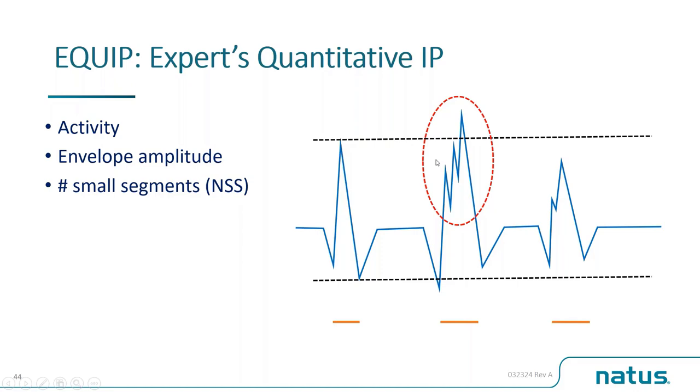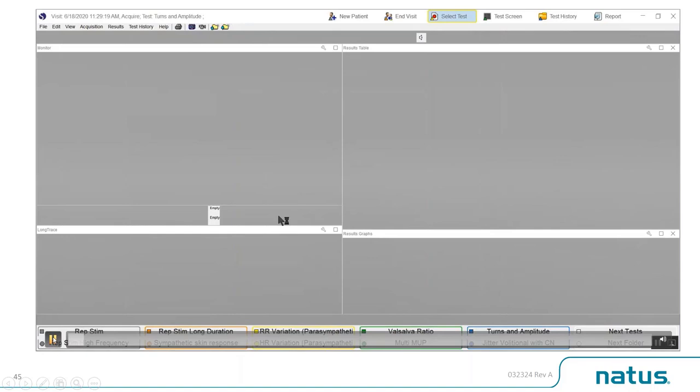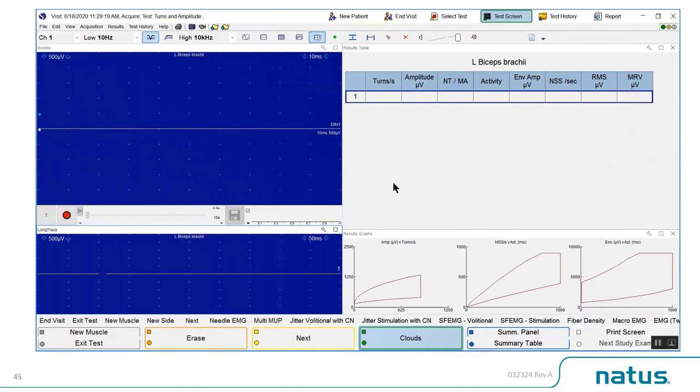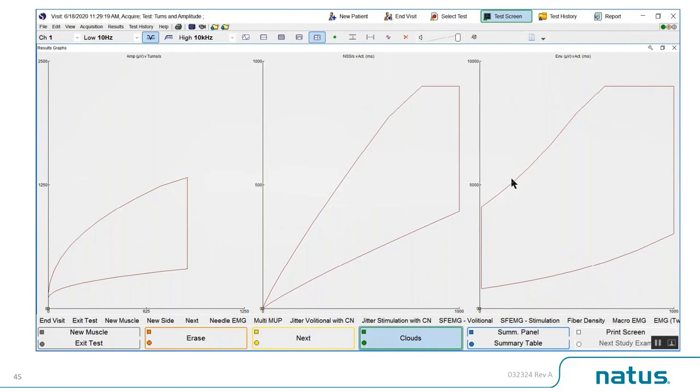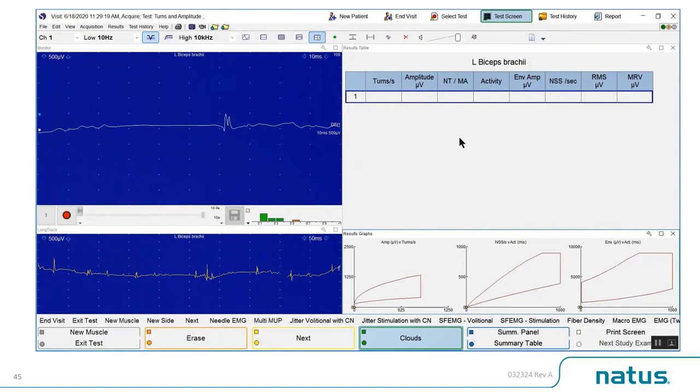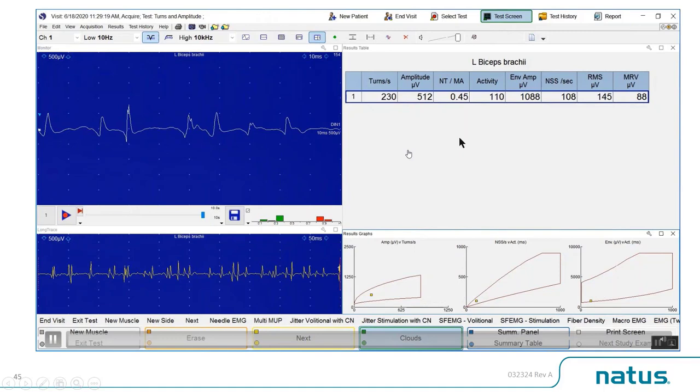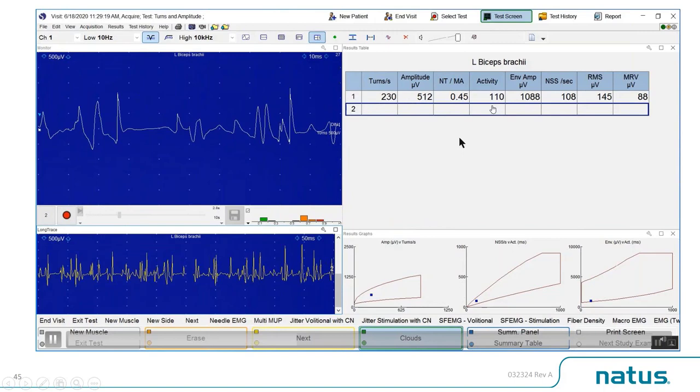So here is an example of an EQIP study. We choose the muscle, and we had described clouds for the biceps muscle, so you can see them: pulse amplitude, number of small segments, and amplitude. This is at slight force of contraction. We record, and you can see the activity is 110, with the envelope amplitude. We increase the force, the pattern becomes more full, the activity goes up, and the envelope goes up.